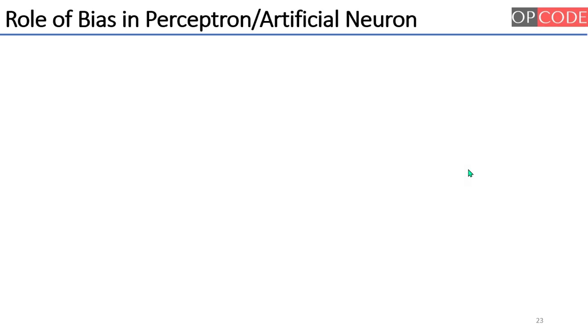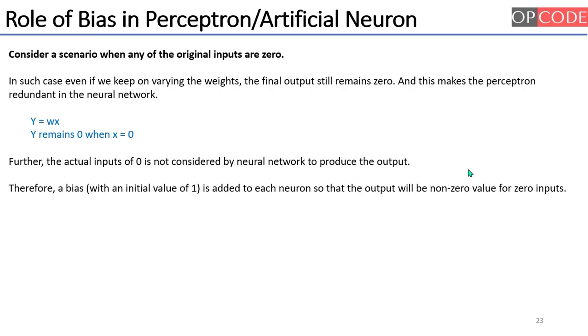Till now we have understood how weights and biases are updated to match the expected output. But why is bias required? Consider a scenario when any of the original inputs is 0, because there are possibilities that any input is 0. In such a case, even if we keep varying the weights, the final output still remains 0, and this makes the perceptron redundant in the neural network. For example, as per our equation, if y = wx and there is no b or bias in this case, y always remains 0 when x is equal to 0.